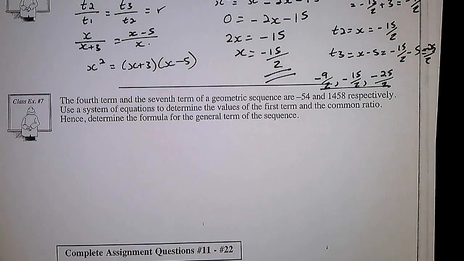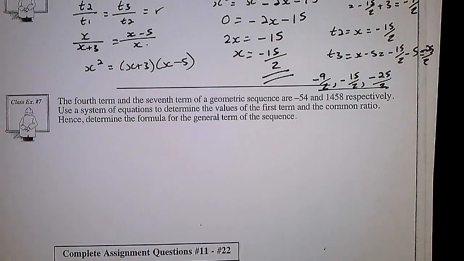All right, and this is the last example for this lesson. The fourth term and the seventh term of a geometric sequence are negative 54 and 1458 respectively. We're asked to use a system of equations to determine the values of the first term and the common ratio. We're also asked to determine the formula for the general term of the sequence.